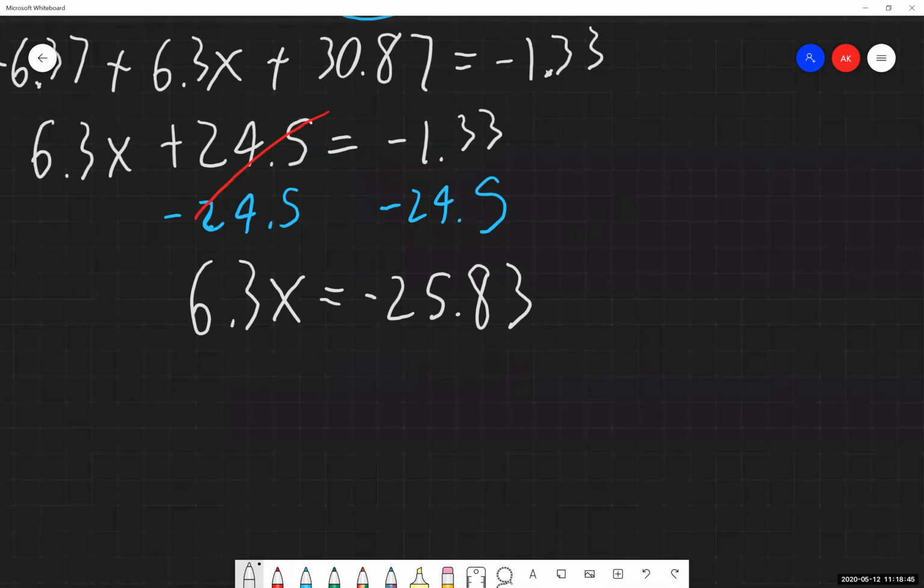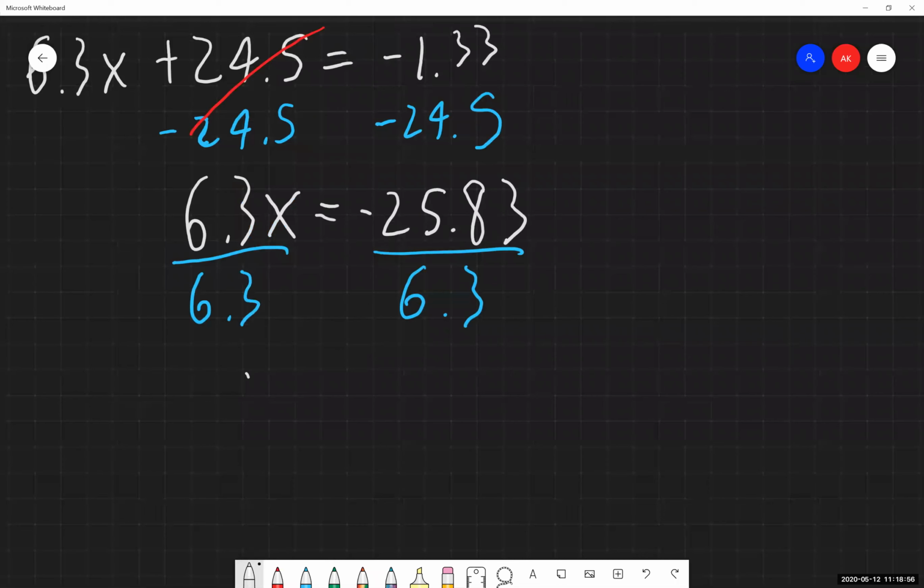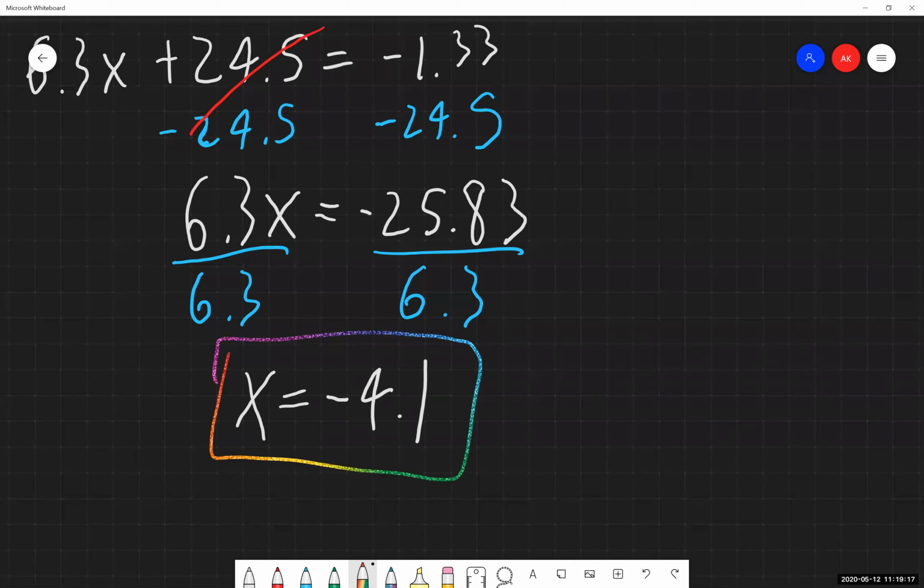Now last but not least, I want just x, so I need to get rid of that 6.3. 6.3 is attached through multiplication, so I'm dividing both sides by 6.3. X is equal to, again, I'm just plugging this into my calculator, negative 25.83 divided by 6.3. I'm getting x is equal to negative 4.1. And we're done there.